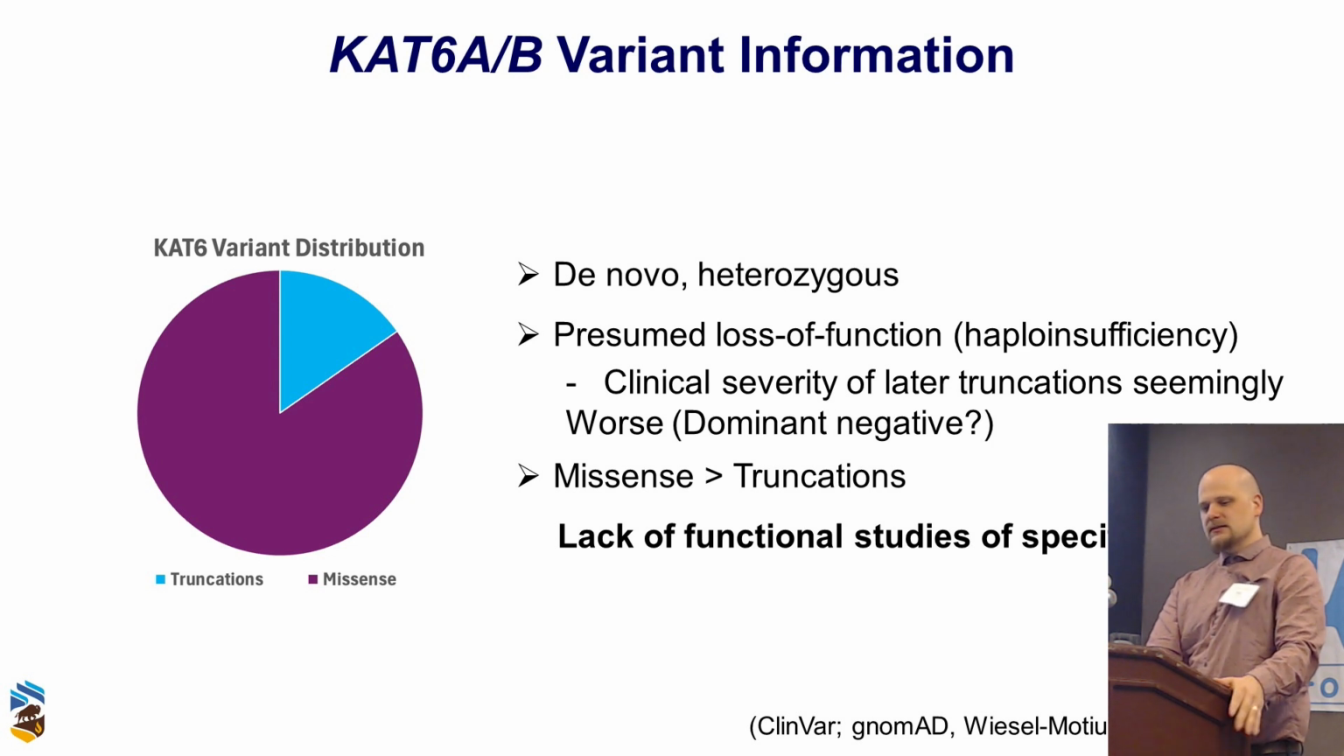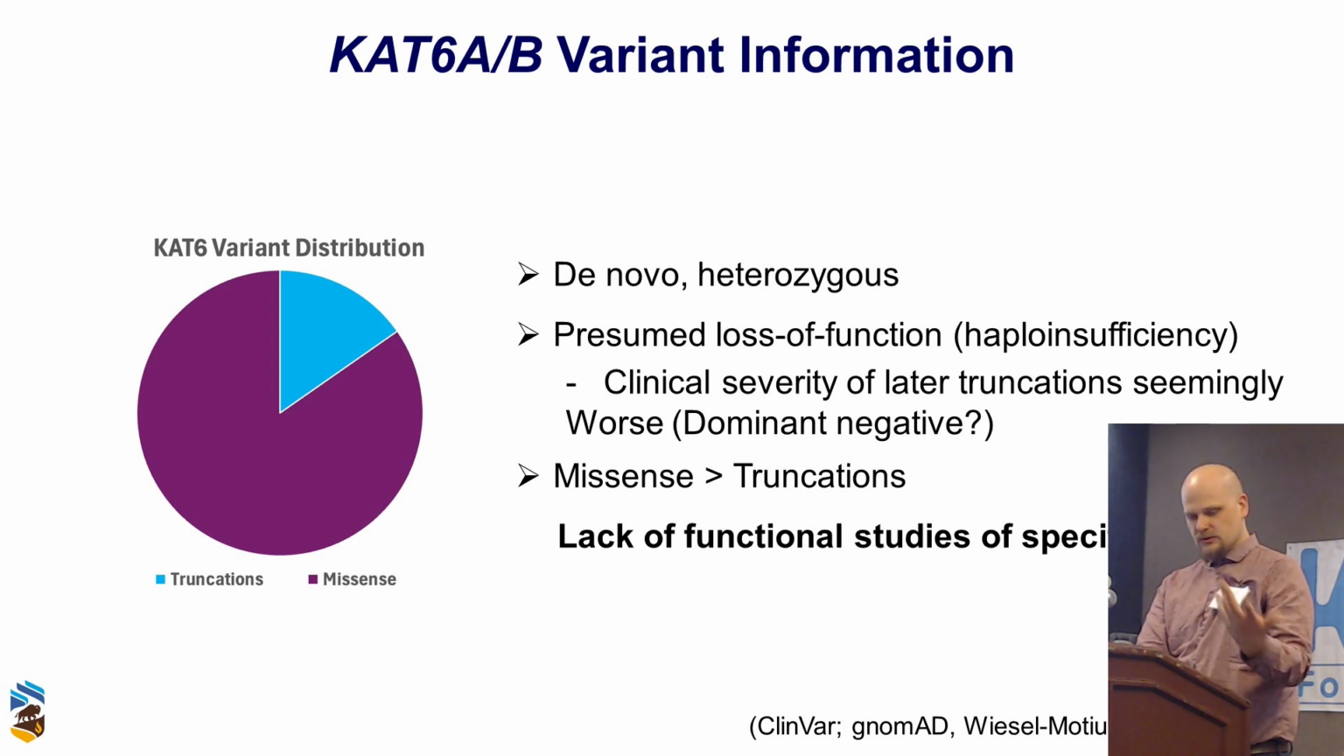And so the fly is a simplified model, but again, as I alluded to, when we look at the amount of variants that we see in the patients for both disorders, or all three disorders, I guess, there are a lot of missense variants. We know they're mostly de novo and heterozygous, and a lot of presumed loss of function or haploinsufficiency. And to my knowledge, and I'll be corrected in the scientific meeting, there is this clinical worsening or severity of these later truncations.